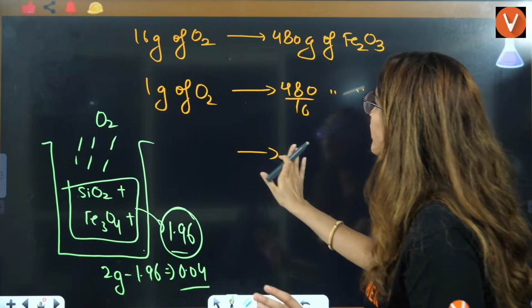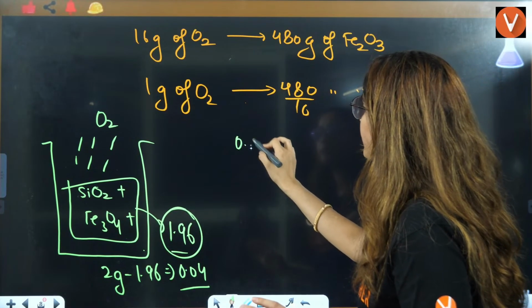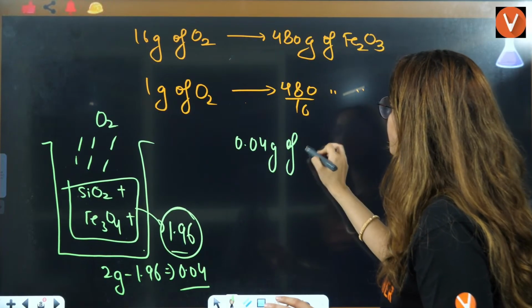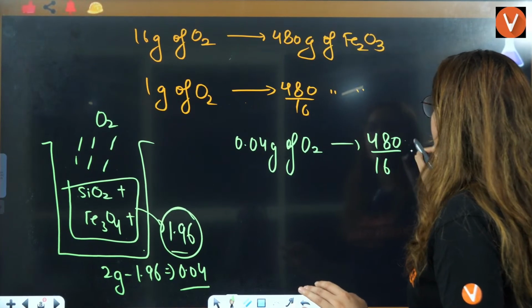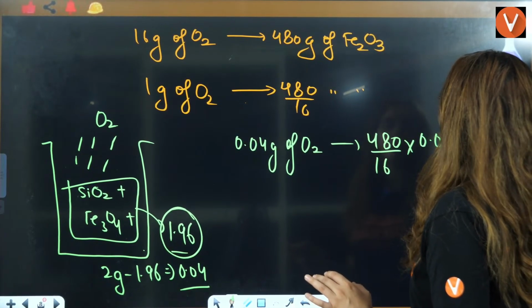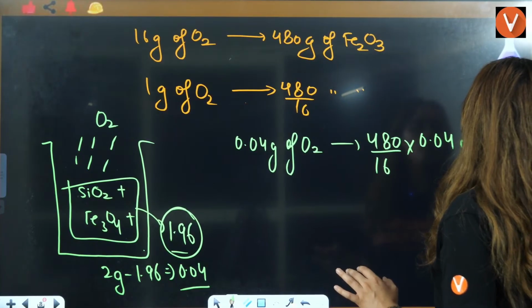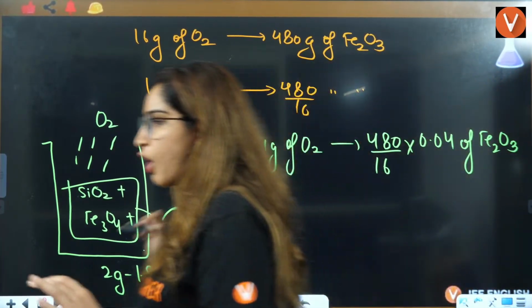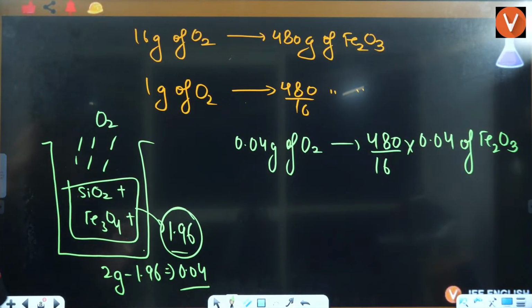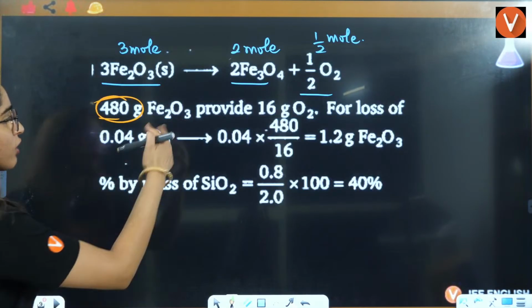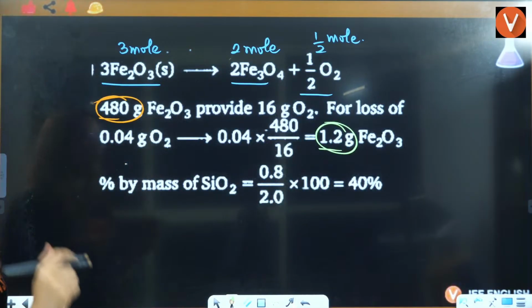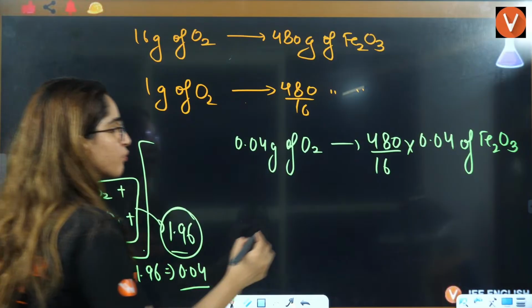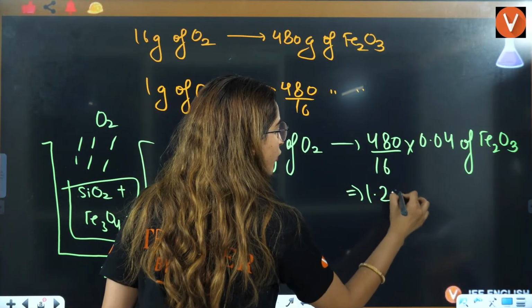This is going to give you how much Fe2O3? So 0.04 gram of oxygen is going to give you 480 by 16 multiplied by 0.04 of Fe2O3. Solve this, beta. Till now, tell me if that is clear to all of you or not. After solving this, you will get 1.2 gram of Fe2O3.